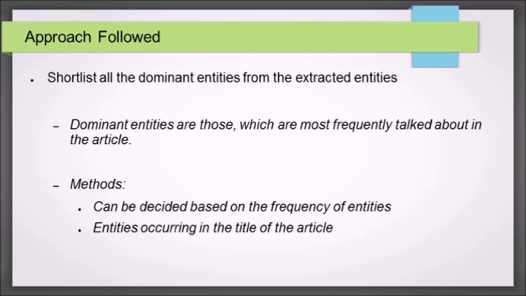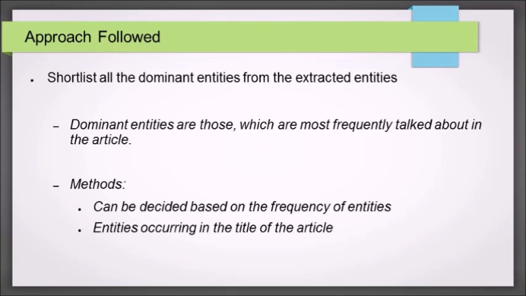In the second step, the dominant entities from the article are found out. Dominant entities are those which are most frequently talked about in the article. In this step, we found the dominant entities from the article. We considered the frequency of the entities to decide which entities represent the article. We need to find out what the article is talking about.